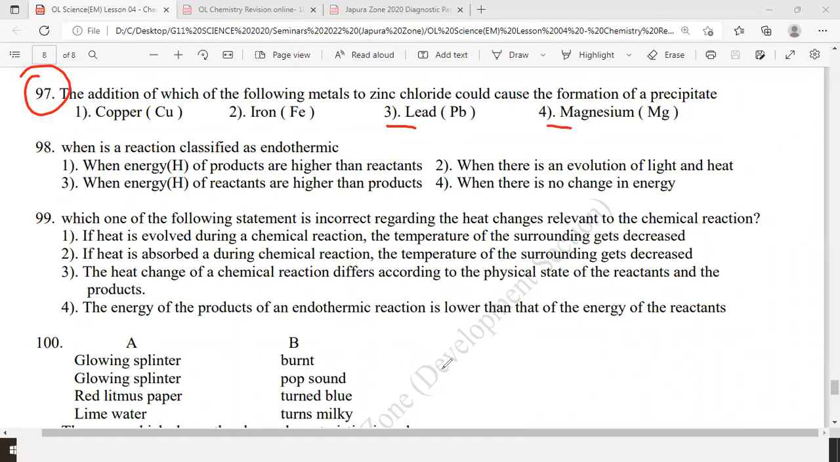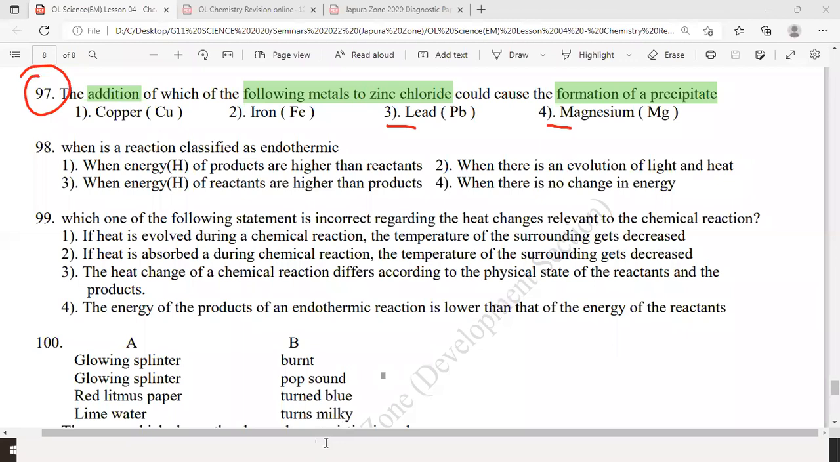the question is: addition of which of the following metals to zinc chloride causes precipitation? Precipitation means a single displacement reaction has taken place. The metal added has to be more reactive than zinc. That is the requirement. Right, everyone?